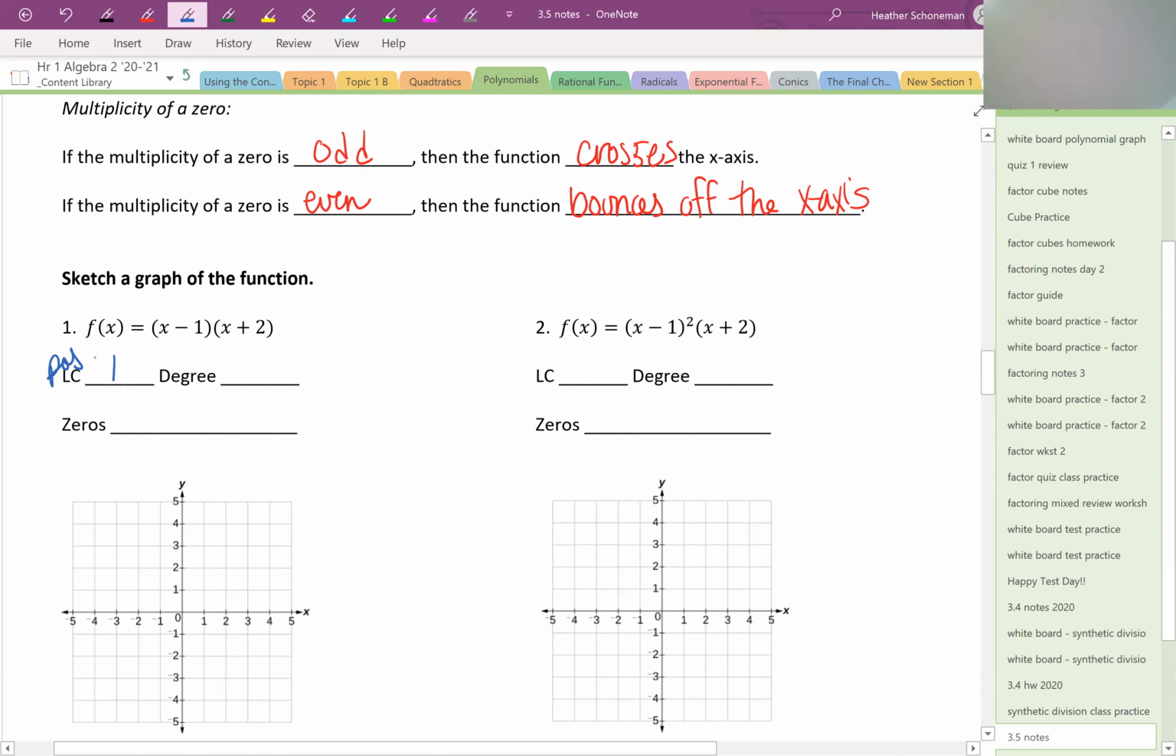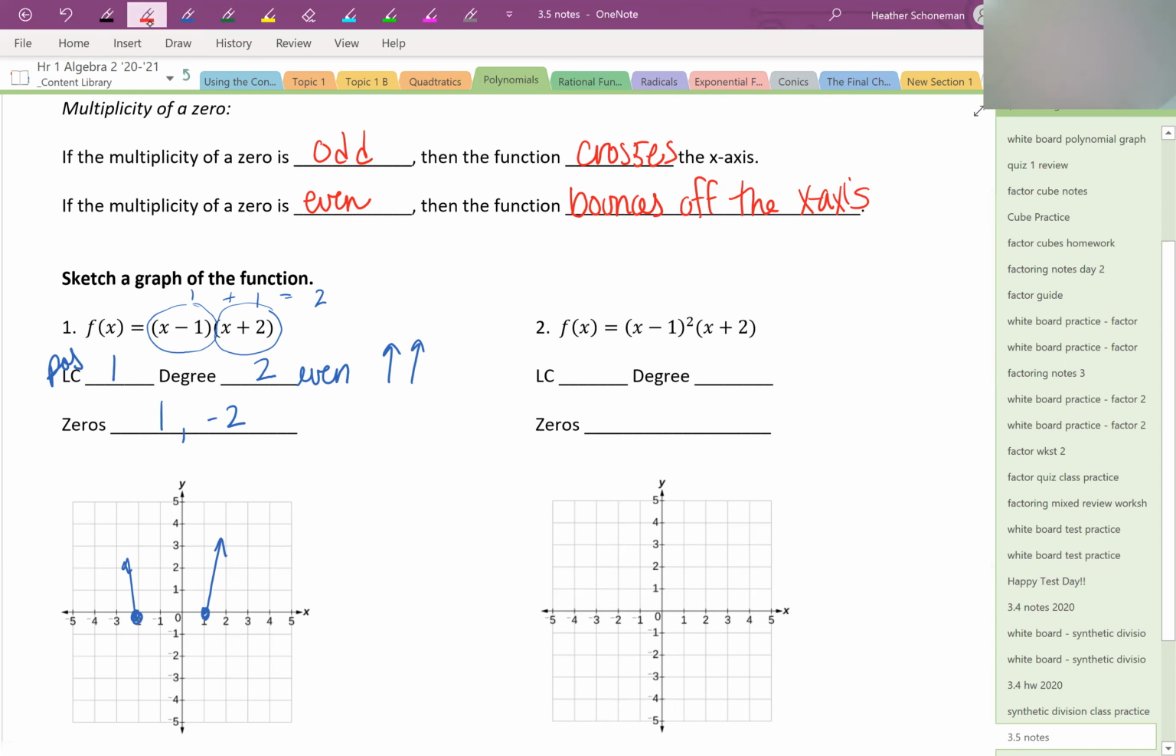So how are we going to figure out the degree? Well, this parentheses here gives me 1, 0. And this parentheses here gives me 1, 0. And 1 plus 1 is 2. So I have a degree of 2. When I'm figuring out my zeros, I'm going to set each parentheses equal to 0. So I get positive 1 and negative 2. So I can plot that. With my degree being even and leading coefficient positive, they're both going to end going up.